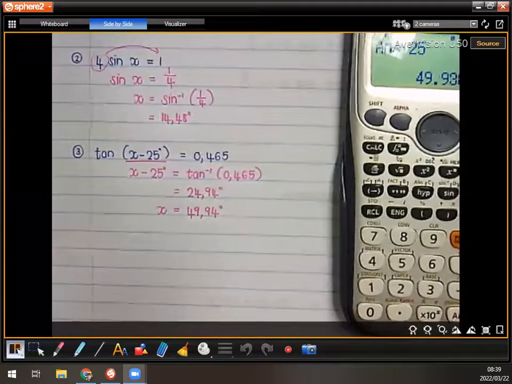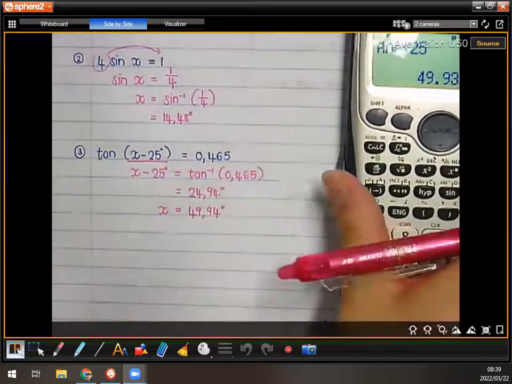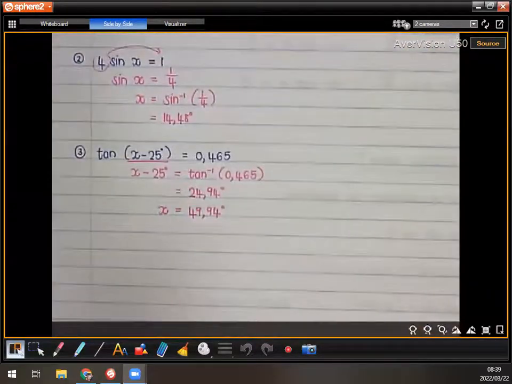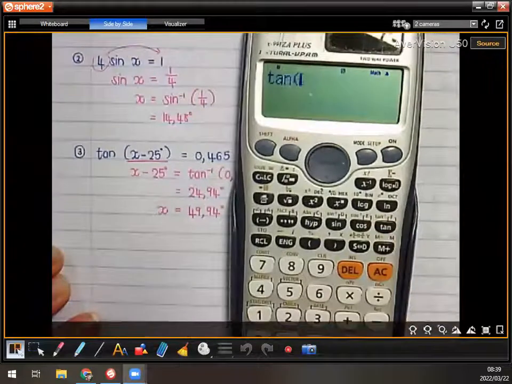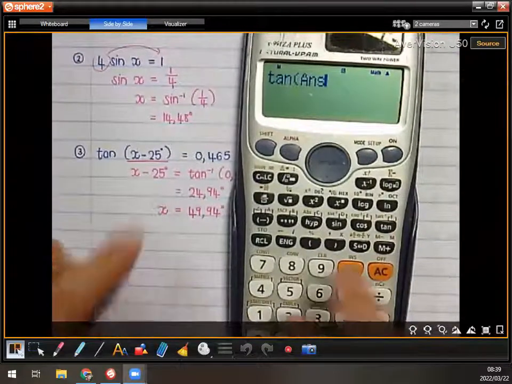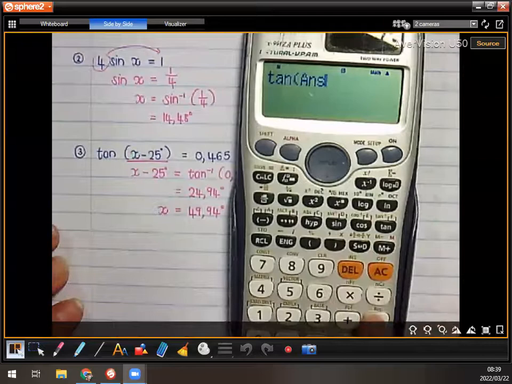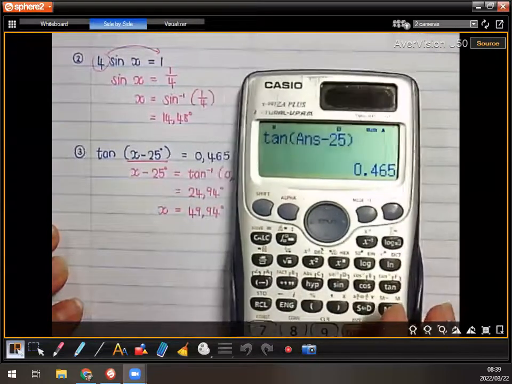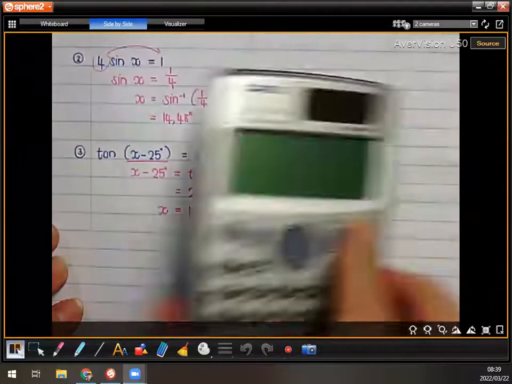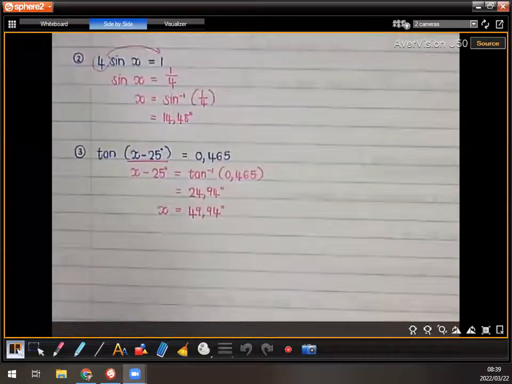And guys, this is just like any other equation, you can take your answer. That's the nice thing about equations. We are actually solving an equation here. You can go back and you can say, let's check if that works. Tan of this answer that I just got minus 25. Let's see, what do I get? 0,465. Okay, so with these trig equations, you can also take your answer, just like with any other equation.